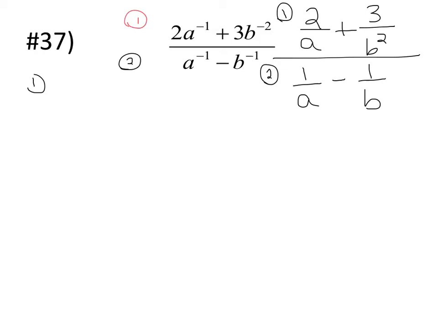So let's bring the numerator down. 2 over A plus 3 over B squared. Find my LCD. I need an A.